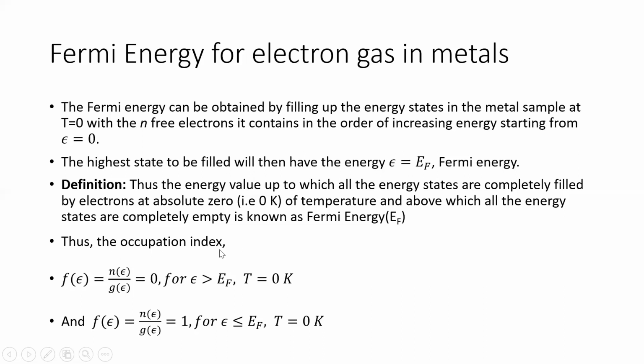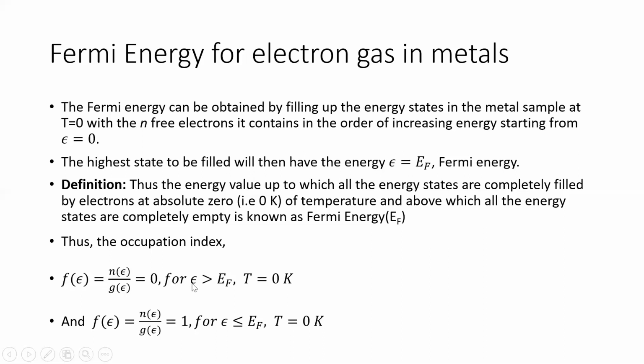Now, the occupation index or energy distribution, which we explained in the last class, F of E is defined as N of E by G of E. So we know that N of E is the number of electrons having energy E, and G of E is the number of energy states having energy E. So N of E divided by G of E gives the occupation index, the average number of electrons occupied in the energy states at a particular energy E. So that is called occupation index.